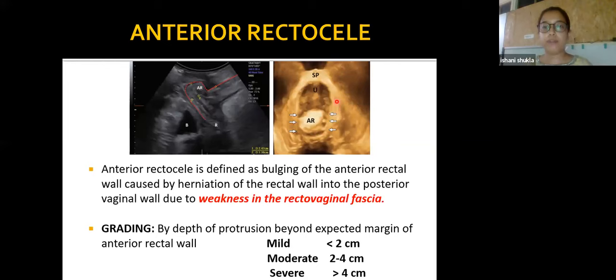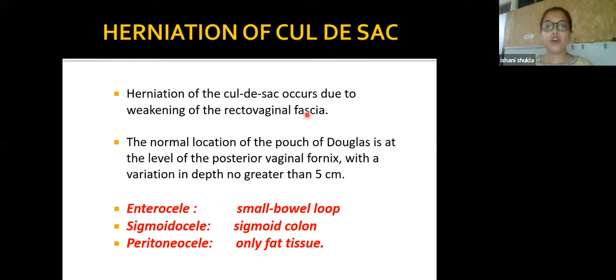Herniation of cul-de-sac. It occurs due to weakness of the rectovaginal fascia. The normal position of the pouch of Douglas is at the level of the posterior vaginal fornix, with a variation in depth of no greater than 5 centimeters. If there is herniation of the cul-de-sac and it contains small bowel loop, we name it enterocele. If it contains sigmoid colon, it is sigmoidocele. And if it contains omentum, it is peritoneocele.